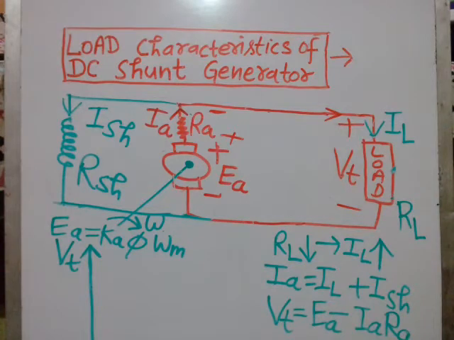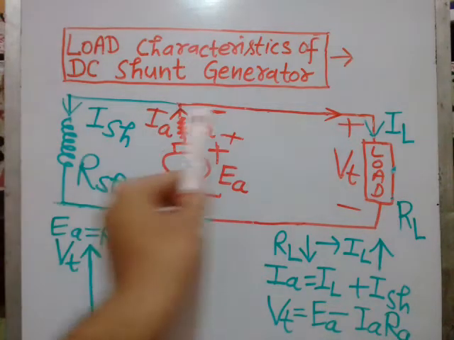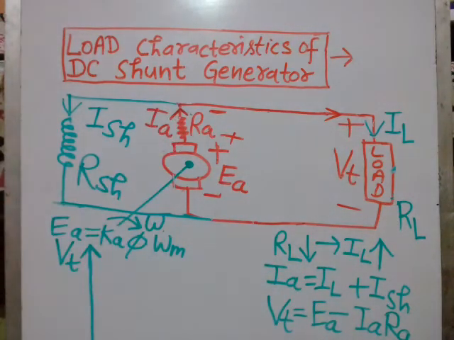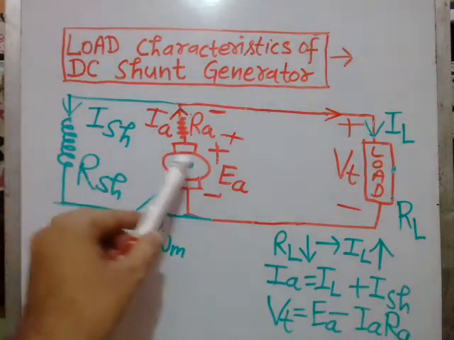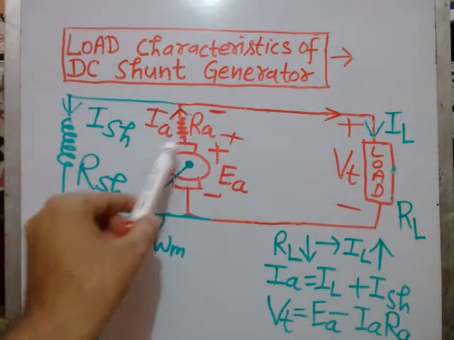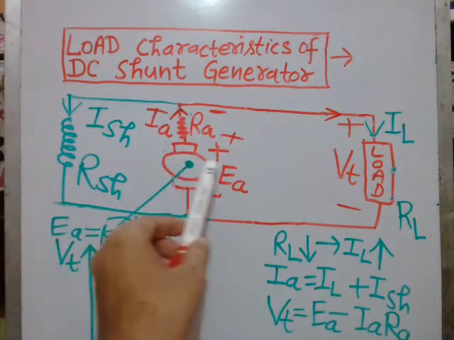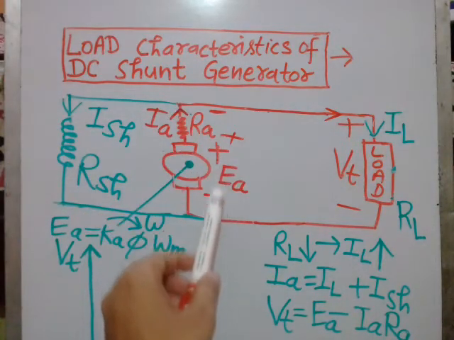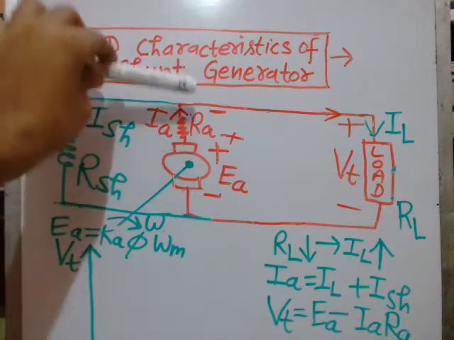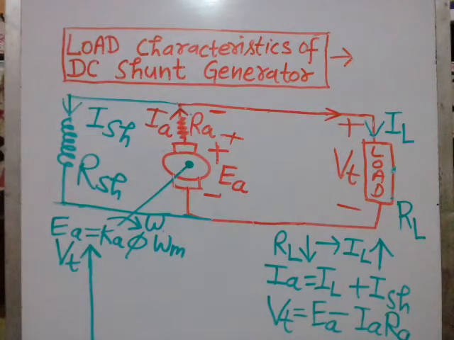Today we will discuss the load characteristics of DC shunt generator, right? So, this is the circuit diagram of DC shunt generator. This circle represents the armature, that is the rotating part, and EA represents the induced EMF across this armature. RA represents the armature resistance.